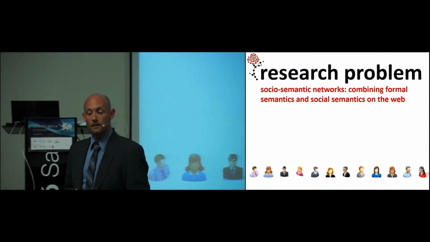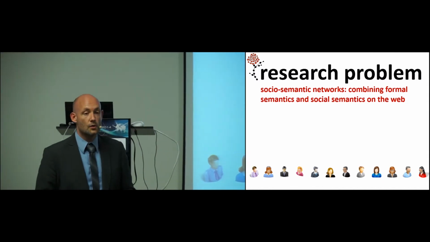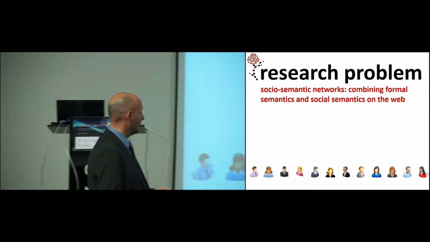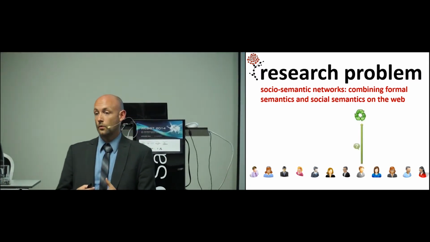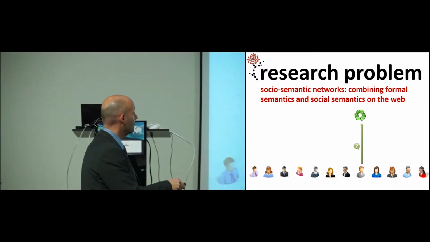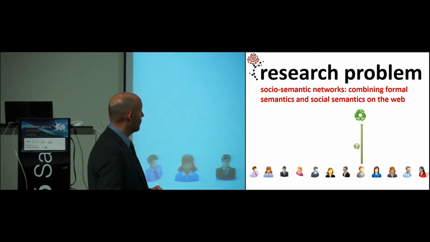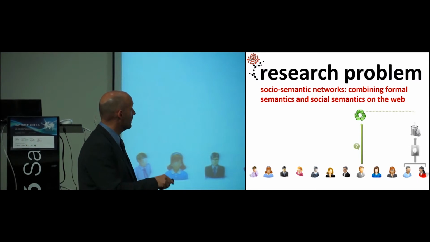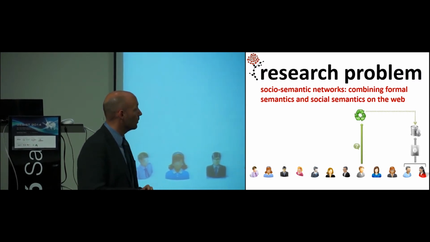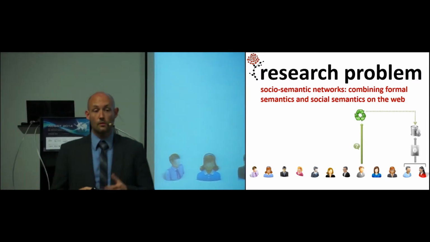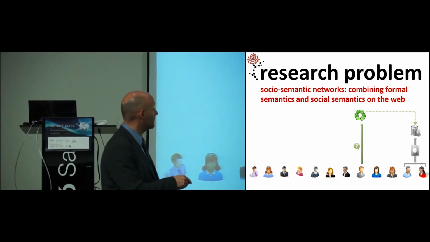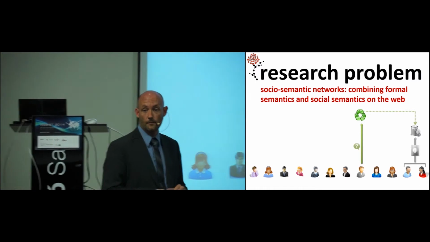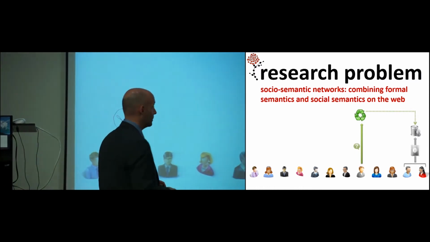The idea behind linking social semantics and formal semantics is that imagine you have a person who has a question or who's trying to write something about recycling. What we would like to be able to do is detect that there are people here who are authors of a document talking about waste, for instance, and that there is a semantic link between waste and recycling so that we can push that information.